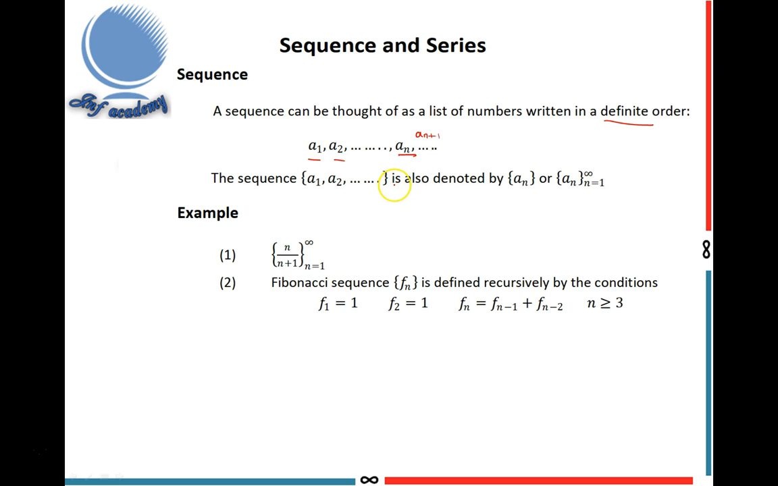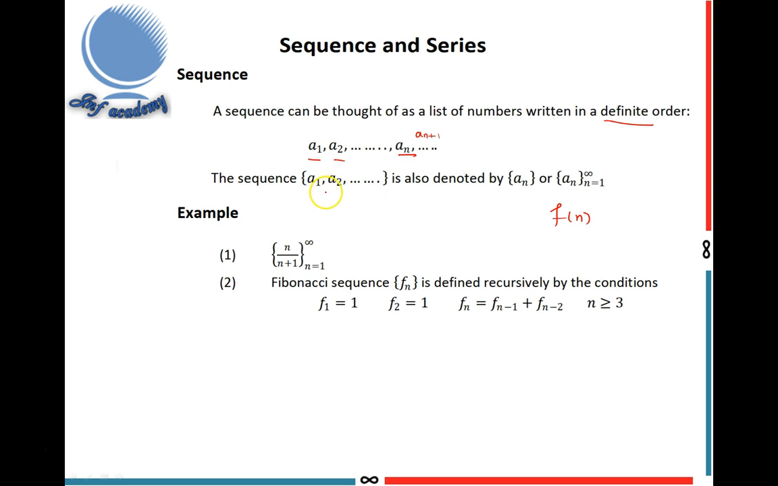So a sequence can be defined as a function whose domain is the set of positive integers. We usually write an instead of the function notation f(n), for the value of the function at the number n. This is the definition of a sequence.